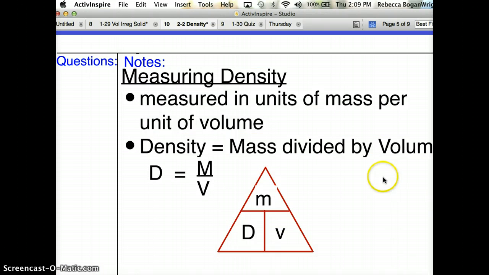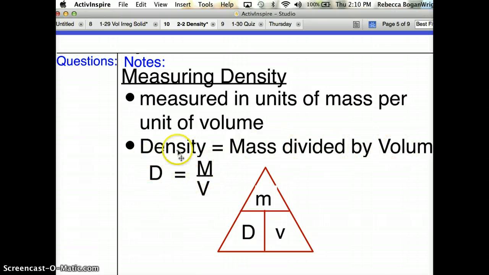Here's the other thing you need to know about these notes. You need to know how to measure density. Density is measured in units of mass per unit of volume. And a lot of people actually define density in that way: that density is a measurement of mass per unit of volume. Meaning, I'm measuring the mass, how much stuff is inside, for how big the object is. Density is measured by mass divided by volume.